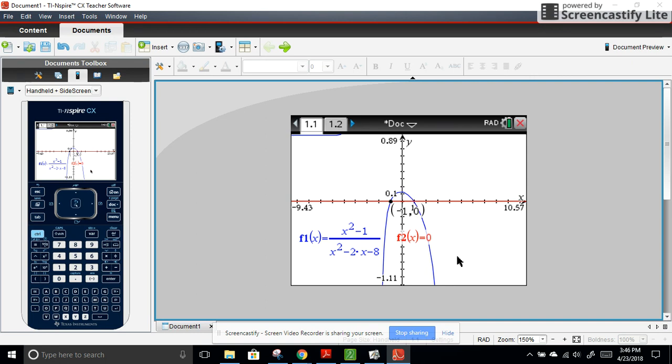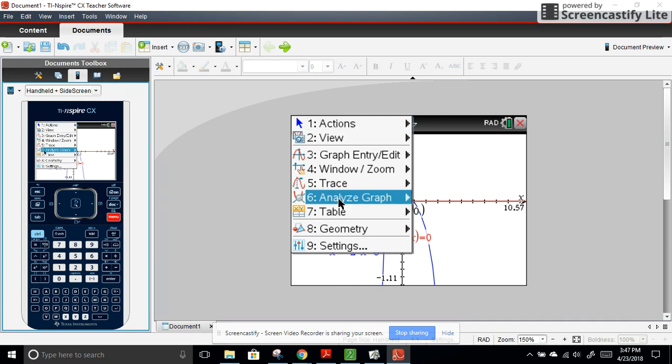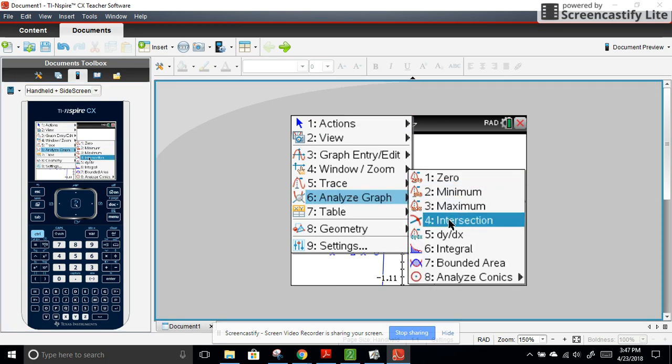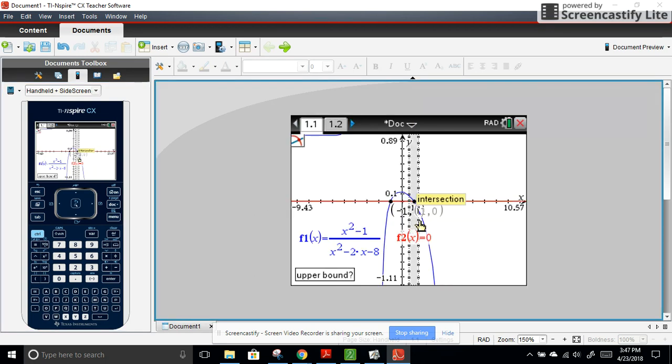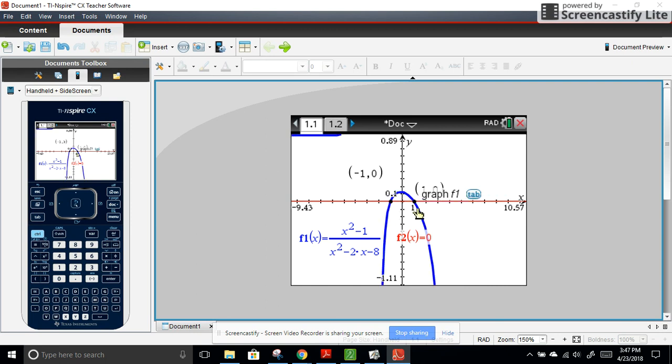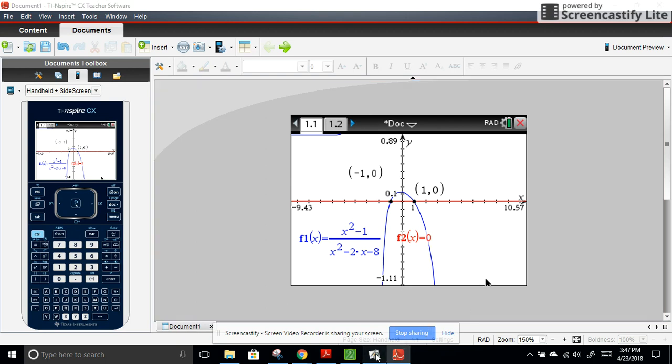I do need this other endpoint over here. Looks like it's going to be +1, but I'm going to go ahead and find it. Menu, Analyze Graph, choose number 6. Okay, and I was right. So -1 and +1 are the points of intersection, okay?